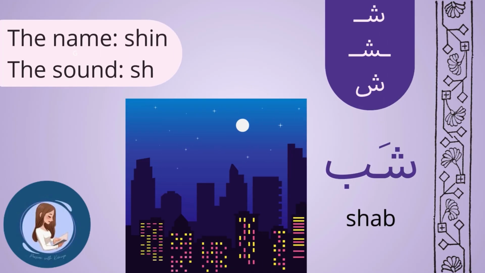The next one is sheen. The name is sheen. The sound is sh, like shab. Shab means night. Pay attention to that sign on the top of the sh sound. A small line you can see. This is a, like a in apple. So you should pronounce it shab.